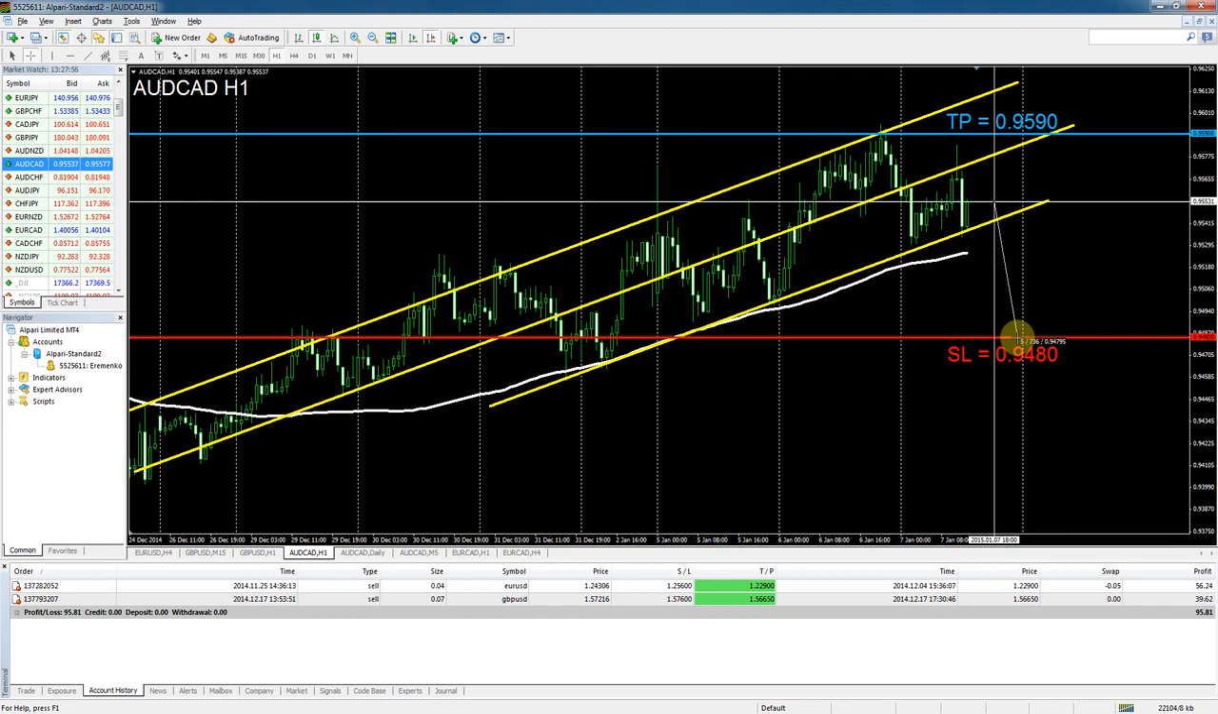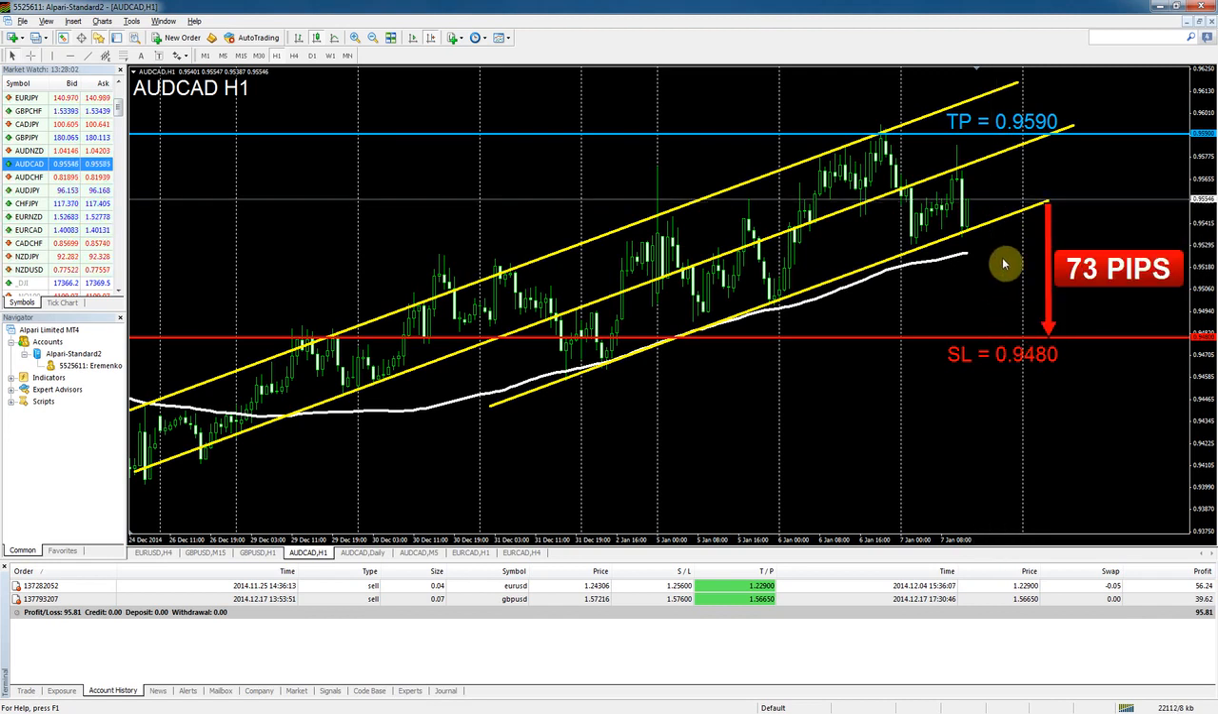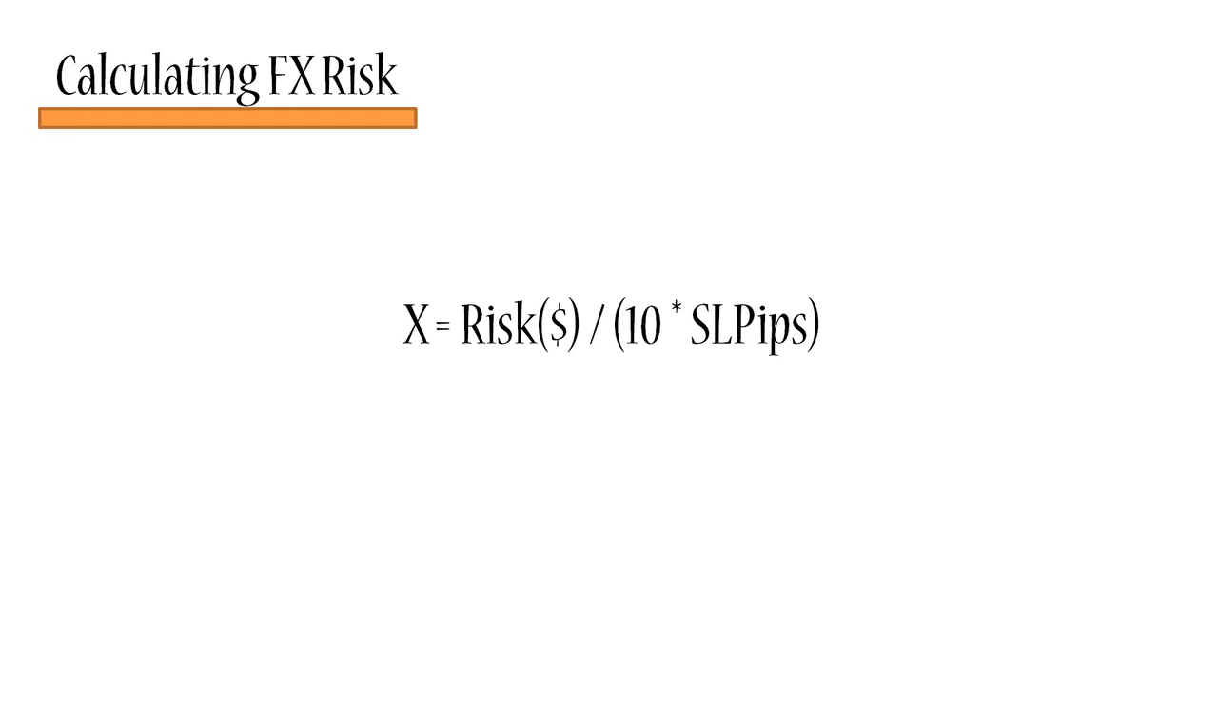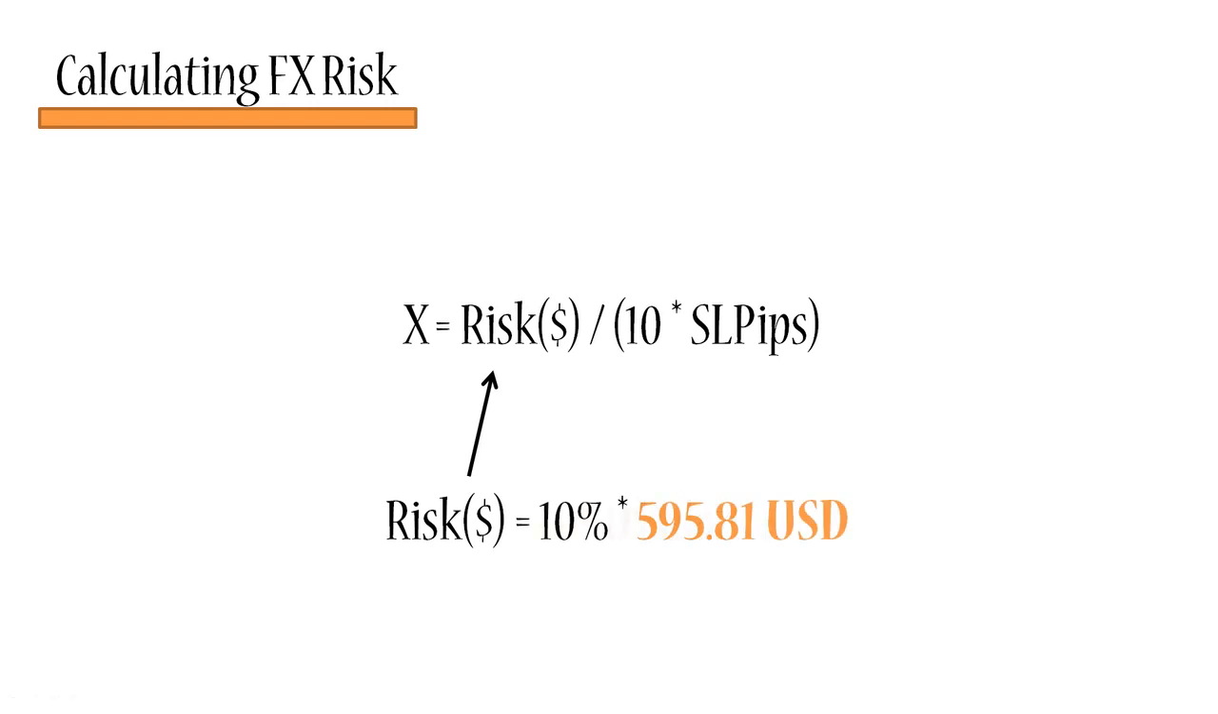For calculating the risk, we will need to know stop loss in pips. So here we have approximately 73 pips for our stop loss. So I'll just bring up the slides that we're familiar with. So we need to take the risk in dollar terms and divide by 10 times stop loss in pips. So in our case, we want the risk in dollar terms to be approximately 10% of the balance, and that's because we're taking a very short trade. We're not going to ask for a big movement, and it is quite a good signal, even though it is in the counter trend movement, but at the same time, we are headed towards the top of that channel. So 10% of 595.81 is approximately $60.